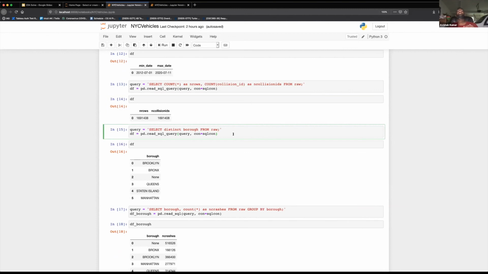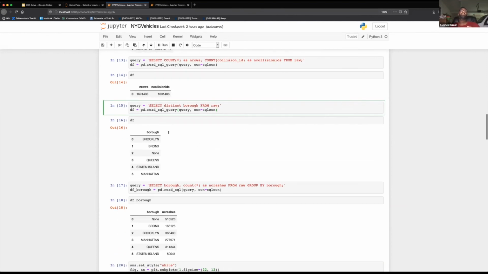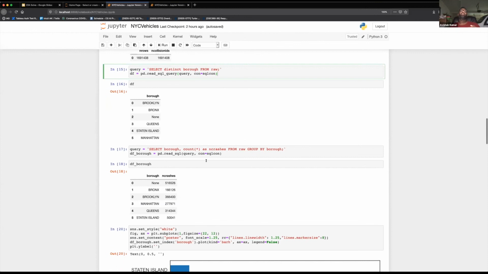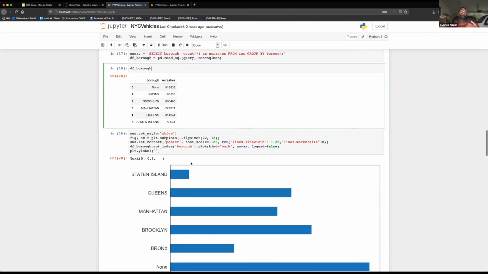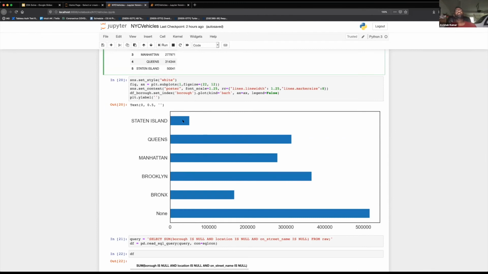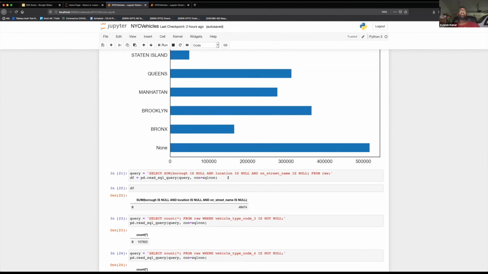Then you can make sanity checks. How many actual boroughs are there? There are 5. Then you can start to ask, well, how many crashes are there in each borough over all the years? And then you can visualize this to understand, say, that Staten Island has the fewest crashes, but you have a lot of crashes where no one actually reports what the borough is. And then you can ask, well, how many cases do we have where there's no location at all?